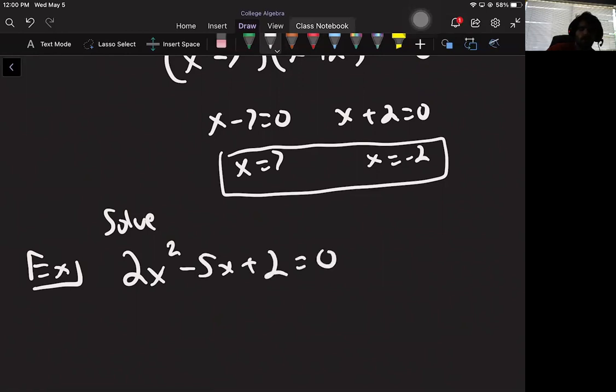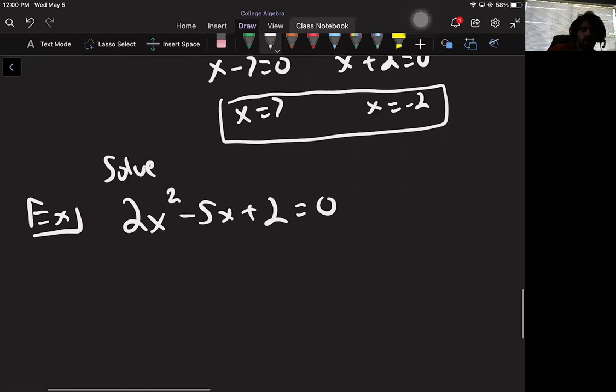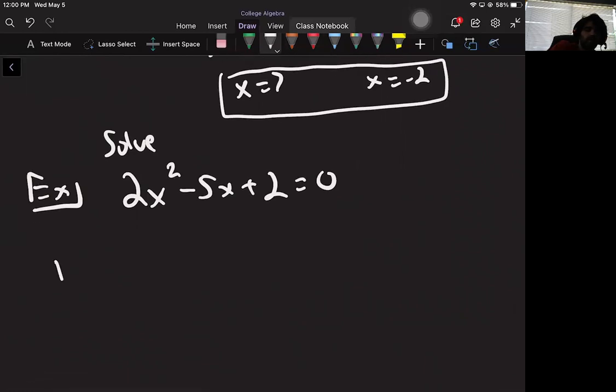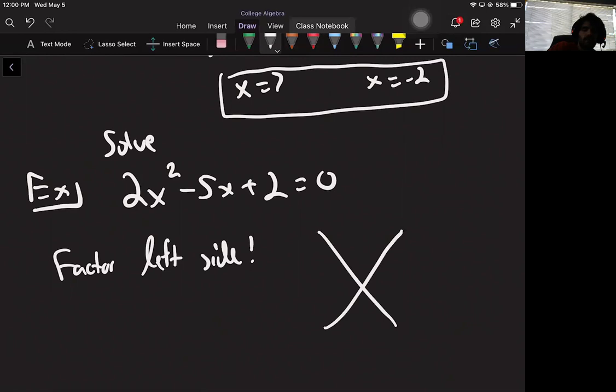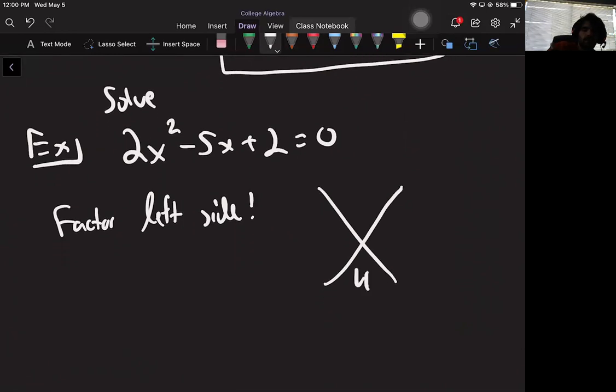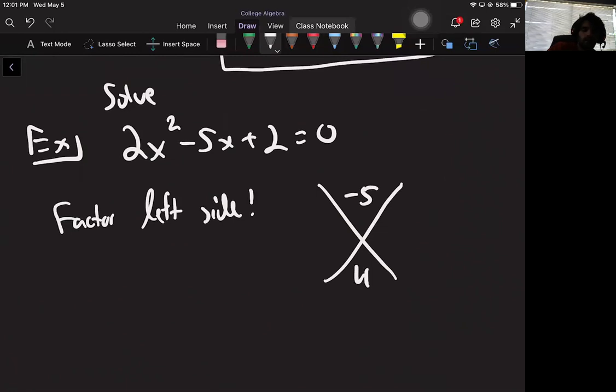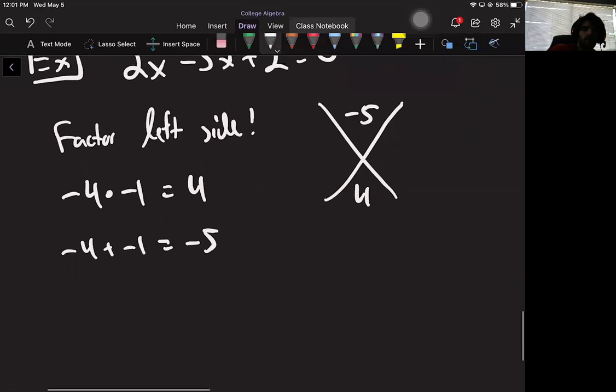So this one is already set up nicely. It already has 0 on one side, so I don't have to do that step. I just need to factor the left side. So here I can use my box method. So 2 times 2 is 4, and then negative 5 goes up here. So I need to multiply to be 4 and add to be negative 5. So these are going to be the ones that do it. Negative 4, negative 1. So then remember how this one works.